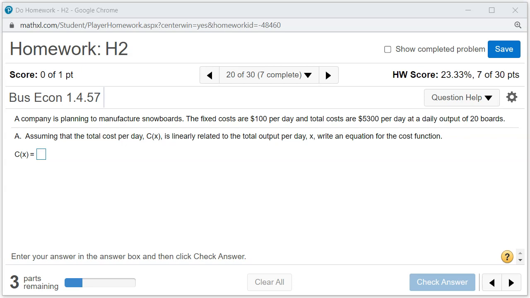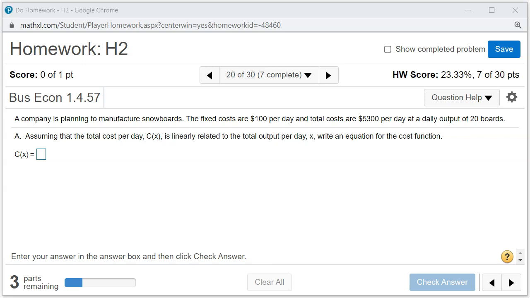All right, let's look at homework 2, problem number 20. It says this: a company is planning to manufacture snowboards. The fixed costs are $100 per day, and the total costs are $5,300 per day at a daily output of 20 boards.